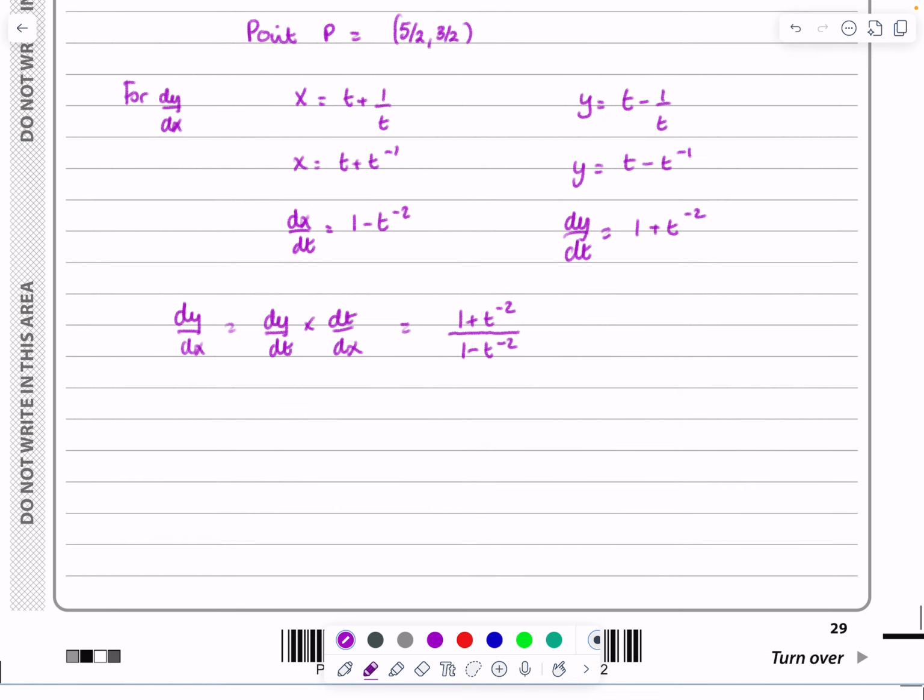And then we want the gradient, so for m, let's call it m, dy by dx is going to be equal to putting t equals 2 in, remember. So it's 1 plus 2 to the minus 2 over 1 minus 2 to the minus 2. Stick that on the calculator. It comes out as being 3/5. So that's the gradient of the tangent.